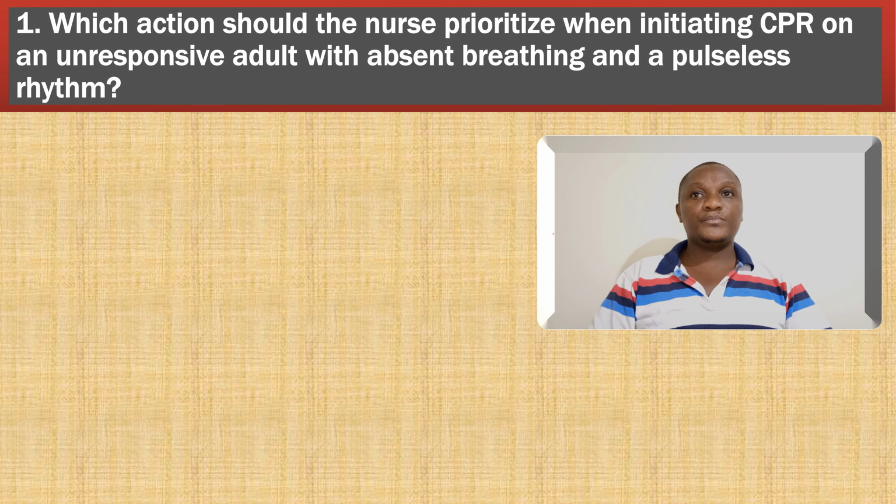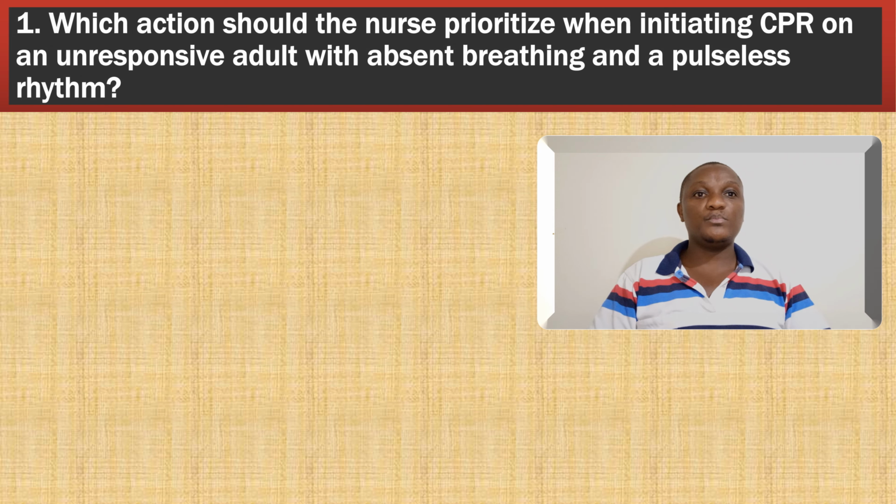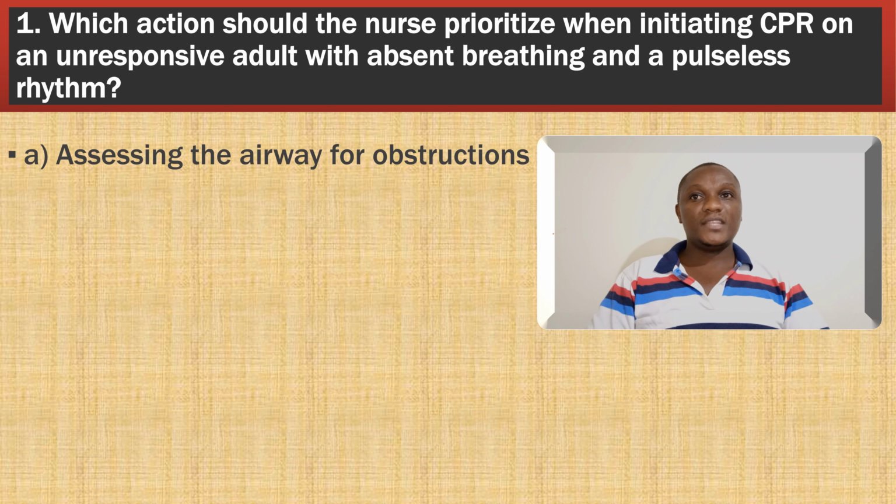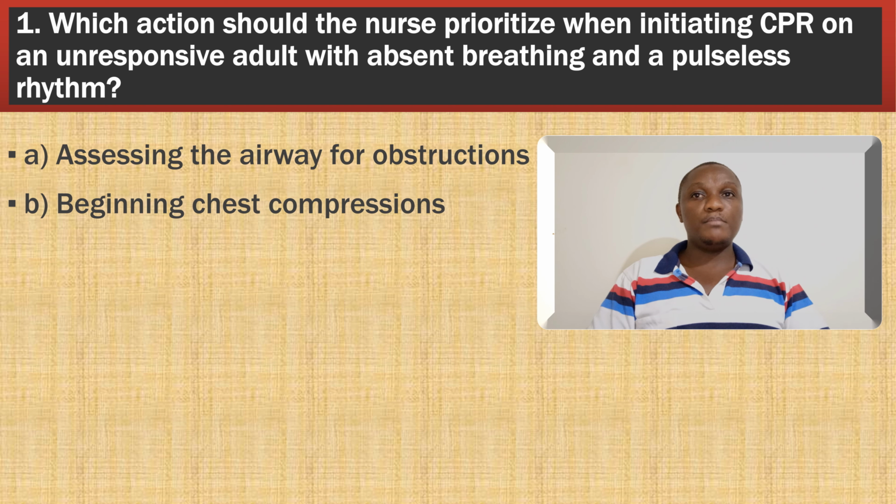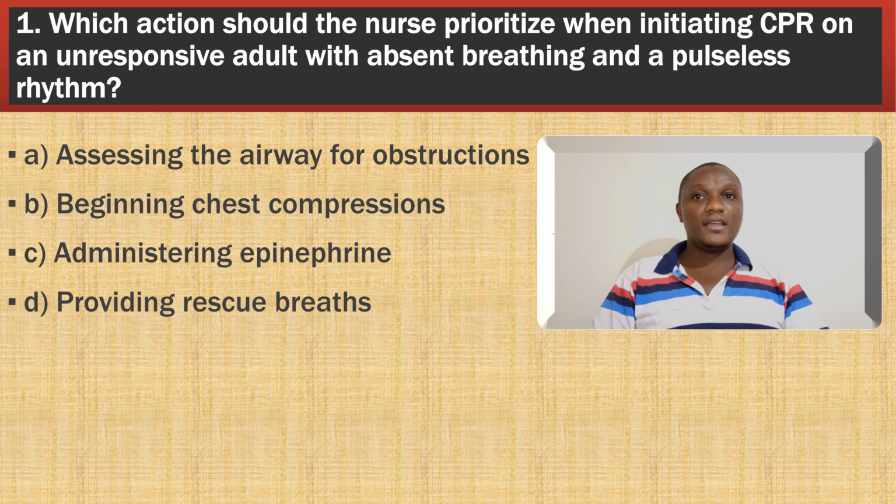Question number 1. Which action should the nurse prioritize when initiating CPR on an unresponsive adult with absent breathing and a pulseless rhythm? A. Assessing the airway for obstructions. B. Beginning chest compressions. C. Administering epinephrine. And D. Providing rescue breaths. Pick your answer.